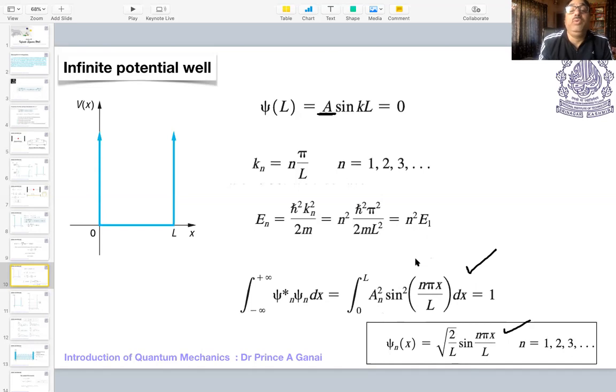For n equal to 2, the energy would be E2, which would be 4 times E1. And then the corresponding wave function would be root of 2 by L sine of n pi x by L. So we are able to obtain wave functions, we are able to obtain energies. And the energies we obtained here were the same as those we obtained by just imposing the condition on standing waves between the two ends of the potential. But here we are able to get wave functions, and we'll get much more using the proper analysis.